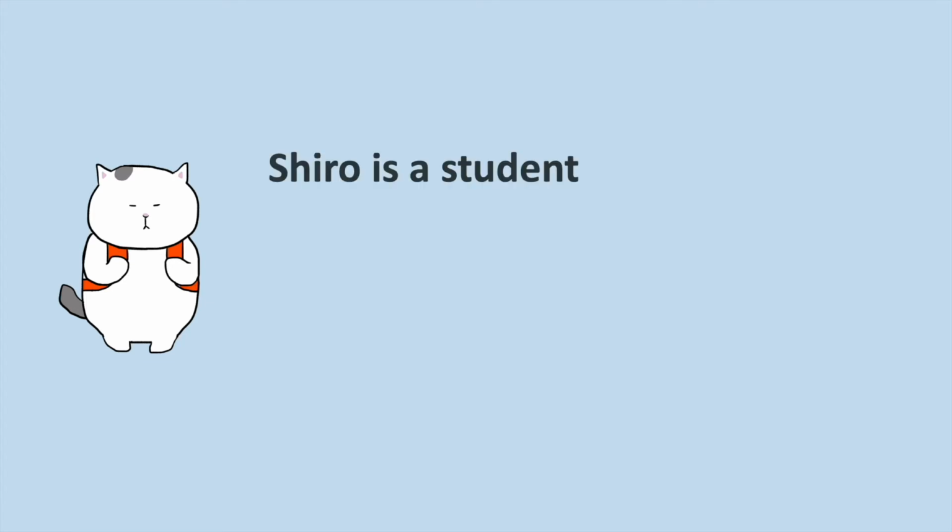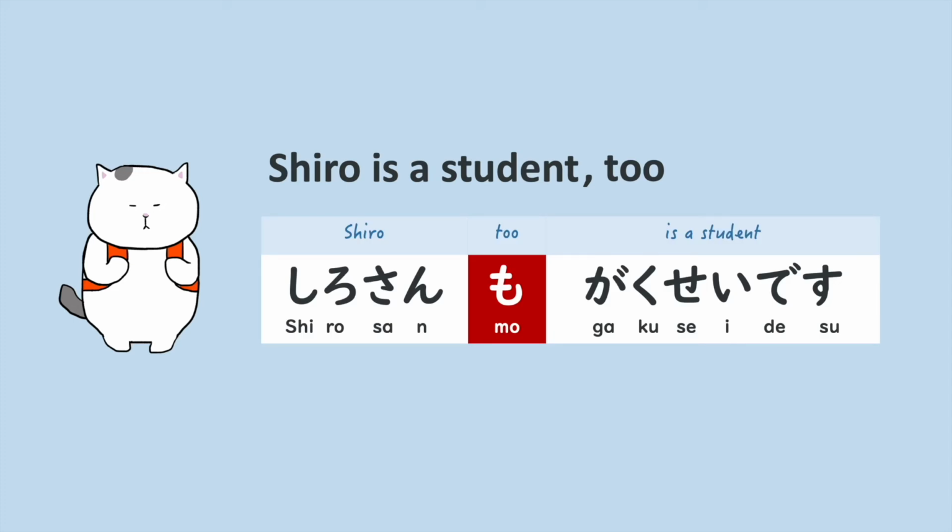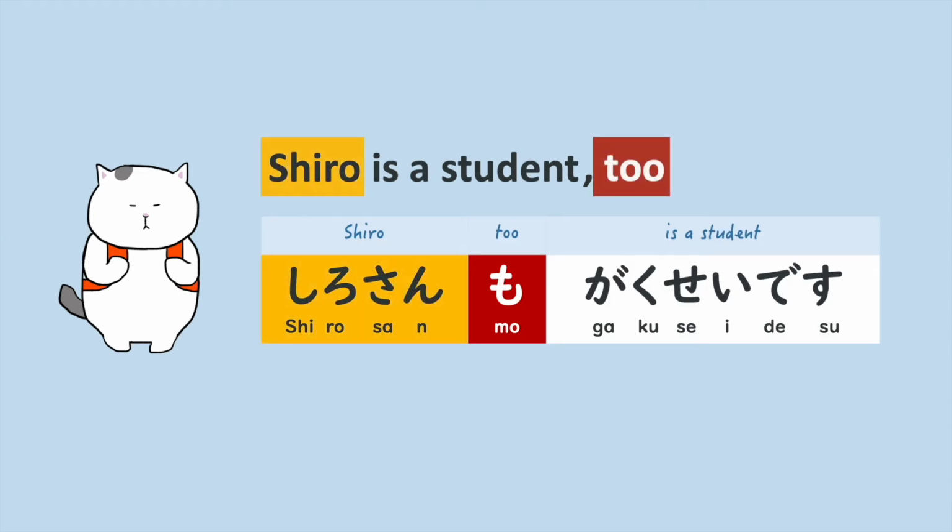In English, the word "too" can be placed at the end of the sentence, but not in Japanese. The mo particle must be placed directly after Shiro-san because Shiro-san too is a student, in addition to Maru-san that has been mentioned as being a student.